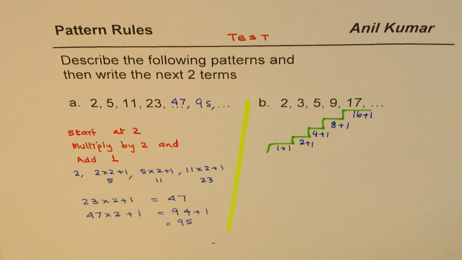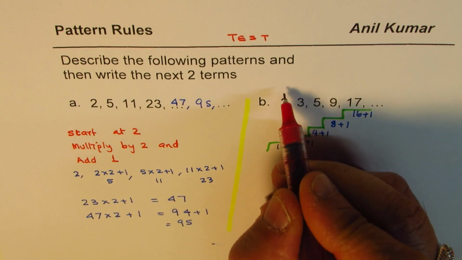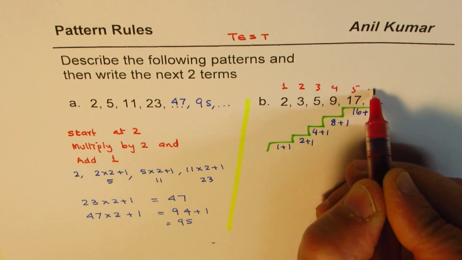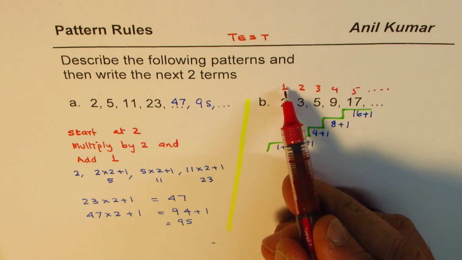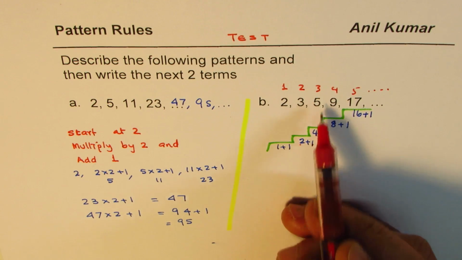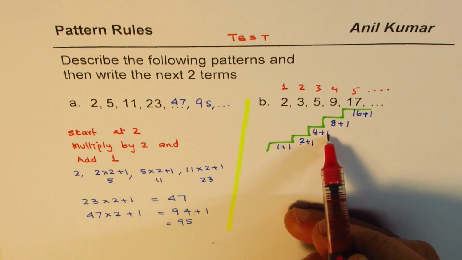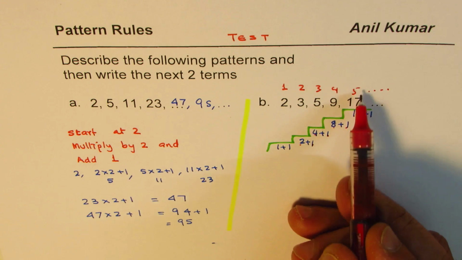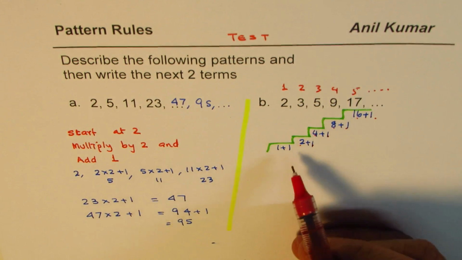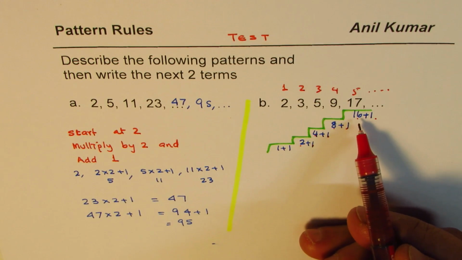That's correct. And this term number is 1. This term number is 2. This is 3. This is 4. This is 5. And so on. So for 1, it is 1 plus 1. For 2, it is 2 plus 1. For 3, it is 4 plus 1. For 4, it is 8 plus 1. For 5, it is 16 plus 1. Right? And these get multiplied by 2, right?